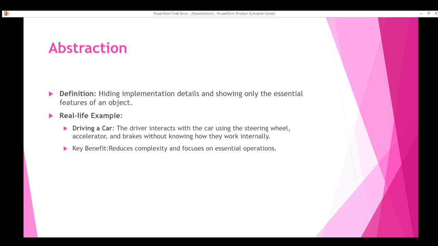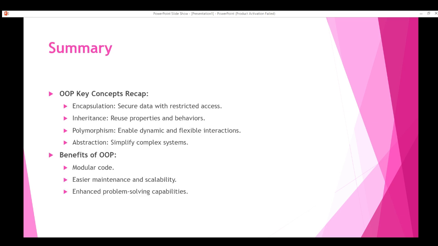So in the next part we see the summary of our presentation. In our presentation we learned encapsulation, which secures the data and restricts access, and inheritance, which reuses the properties and behavior. Polymorphism enables flexible interaction. Abstraction simplifies the complex system. The benefits of OOPS are modular code that is easier to maintain and scalable, and enhanced programming and problem-solving capability.